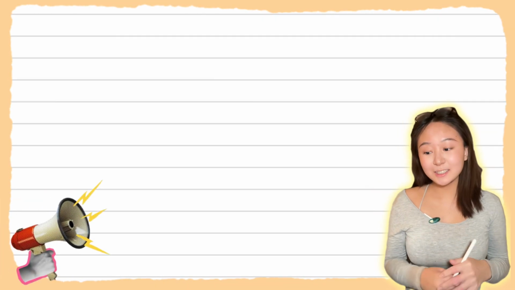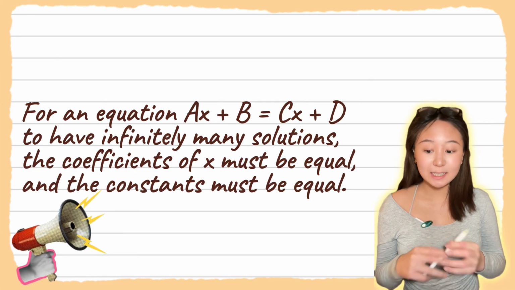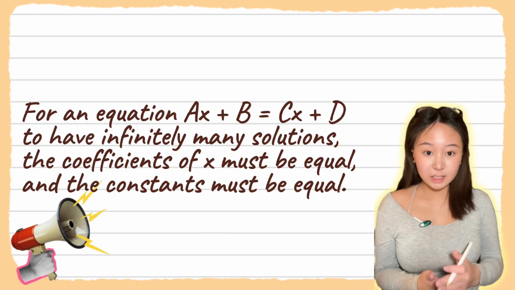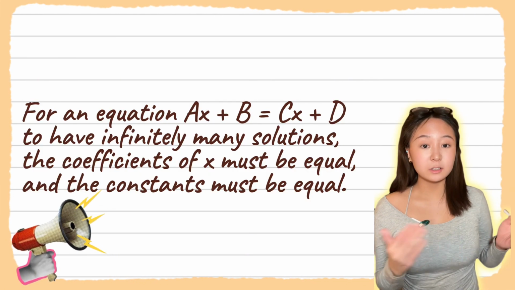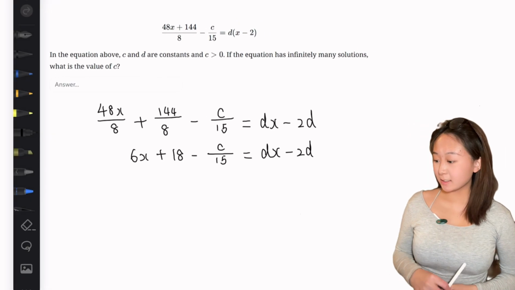Okay, now here's the hack. For an equation ax plus b equals cx plus d to have infinitely many solutions, the coefficients of x must be equal, and their constants also have to be equal. So now let's apply this rule to our simplified equation.